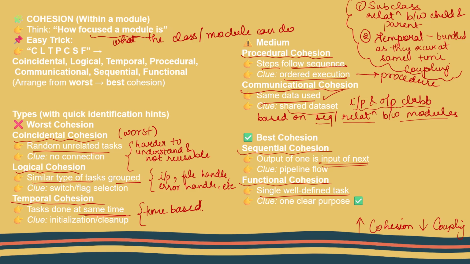Next is your functional. Functional, write down. It is the best and it has a well-defined function with related tasks, attributes, and methods. So this is all about coupling and cohesion and its types. I hope we have covered all of them.